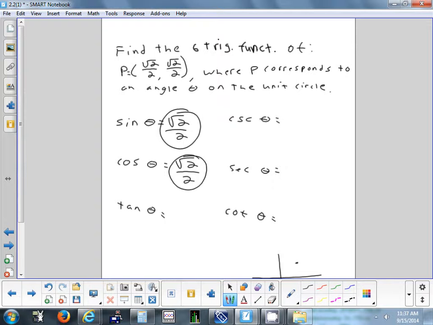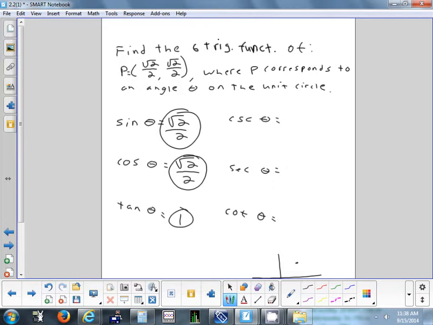Okay, Brandon, what's the definition of tangent? Y over x. So what are we going to get this time if we take y and divide it by x? 1. How come? Because you're dividing by itself. Right, we're dividing two things that are the same. So if you do y divided by x, you're going to get 1.